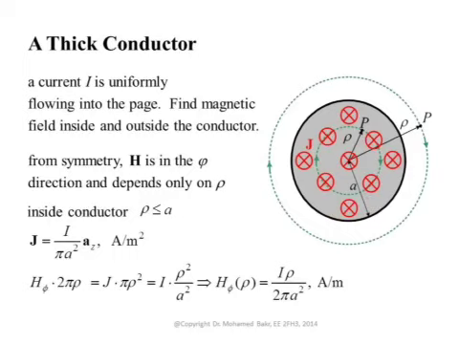Of course, I can give you problems where the current is not uniformly distributed, so in that case you have to take into account the variation of J. But here we assume that the current I is uniformly flowing into the page. And we would like to calculate the magnetic field both inside the wire and outside the wire. We did something similar before. This example is very similar to the case of a sphere charged with free charges.